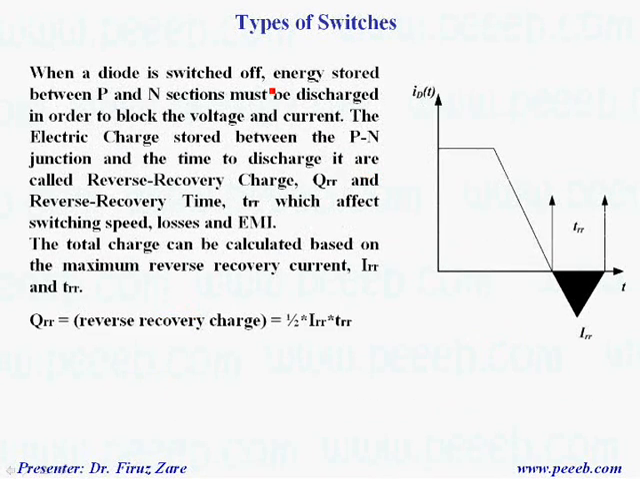When a diode is switched off, energy stored between the p-n junction must be discharged in order to block the voltage and current. So the electric charge stored between the p-n junction and the time to discharge it are called reverse recovery charge and reverse recovery time, which affect switching speed, losses, and EMI.